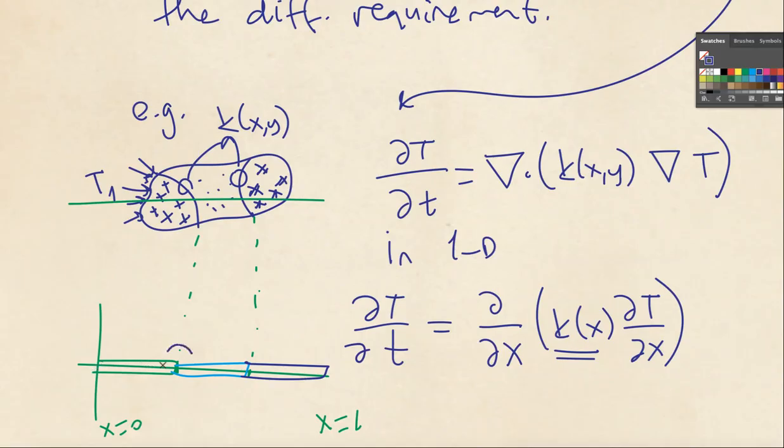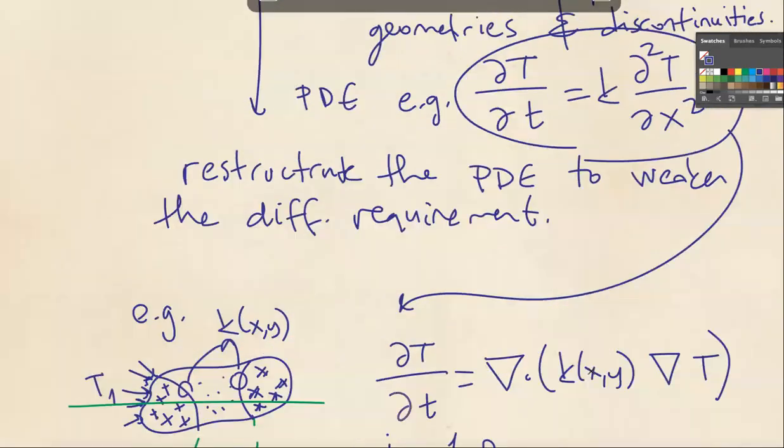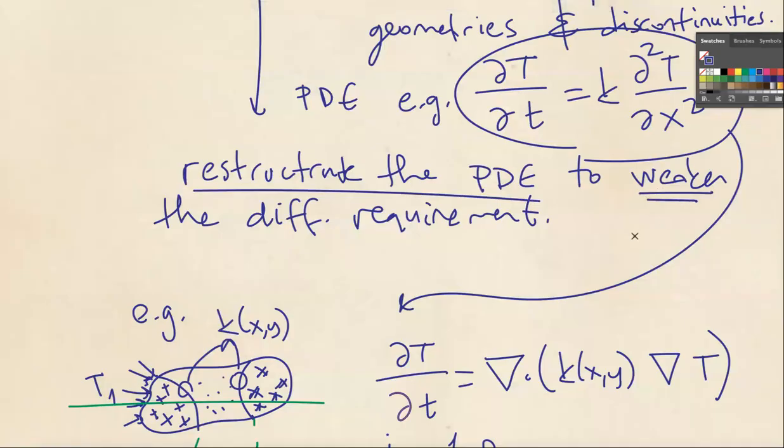At this point there's going to be a jump in K, because this requires the derivative of K with respect to space x. So there's a discontinuity, and there are ways to tackle this problem, but in finite element we weaken this differentiability requirement, and we're able to deal with this kind of situation very simply, because we restructure the PDE in a weak form.